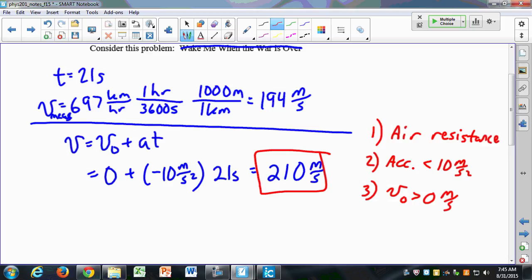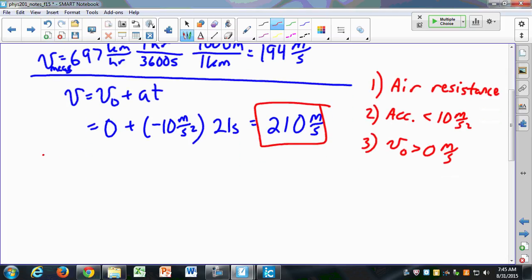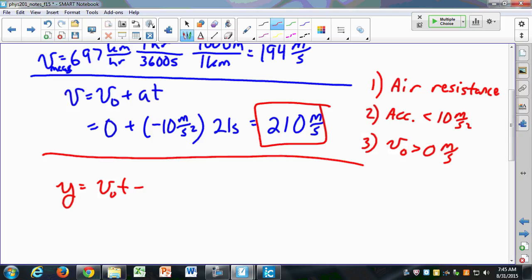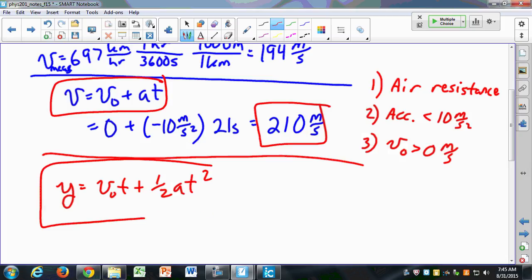All right. Let's also calculate the distance that he traveled. So if I want to find the distance, I just say y is equal to v naught t plus 1/2 at squared. Remember, you'll need to know these two equations. We derived them. They're pretty easy to derive, but you'll just need to know them. Put them on a post-it note, paste it to your door or your wall, whatever, so you can see it.